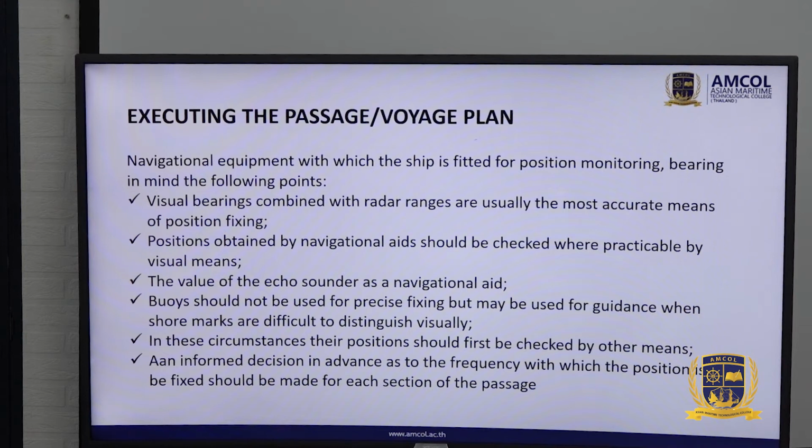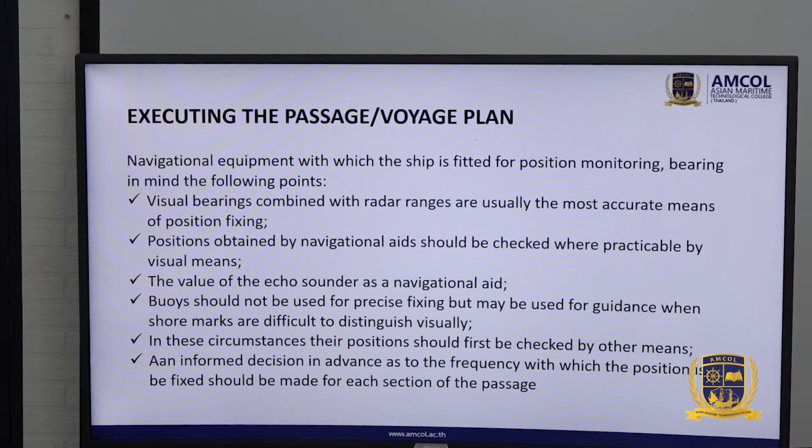Navigation equipment which is fitted for the position monitoring, bearing in mind the following: visual bearing combined with radar are usually the best and accurate means. Position obtained by nav aid should be checked where practical by visual means. Value of the echo sounder as a navigation aid, yes, especially in confined waters, but not in very congested areas, say near the terminal or in the channel. Sometimes it may not be able to give you accurate depth.